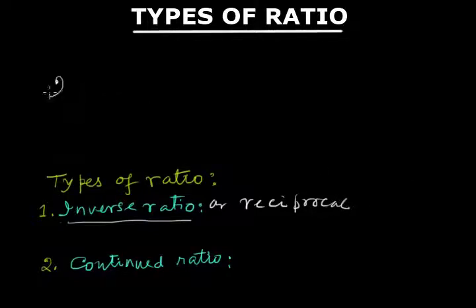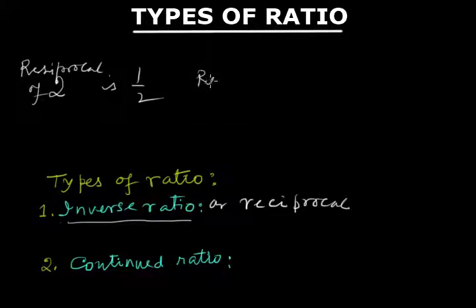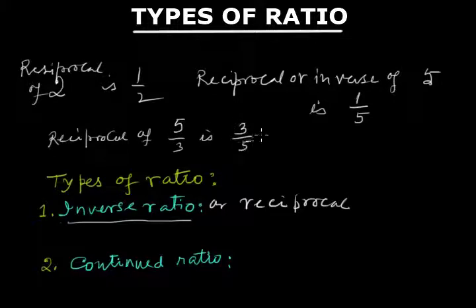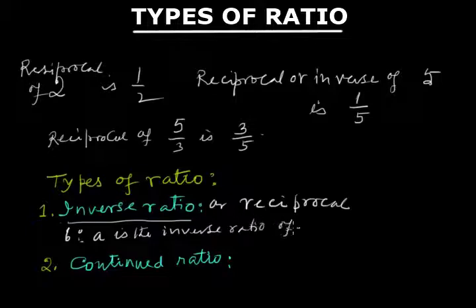As you know that reciprocal of 2 is half. Reciprocal or inverse of 5 is 1 by 5. Reciprocal of 5 by 3 is 3 by 5. Similarly, in this case, this B is to A is the inverse ratio of A is to B.